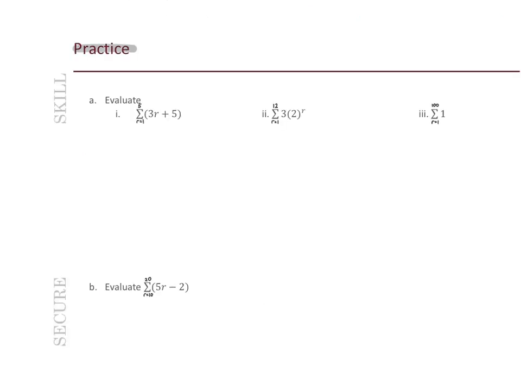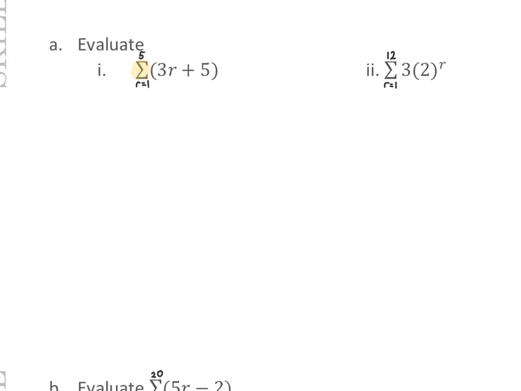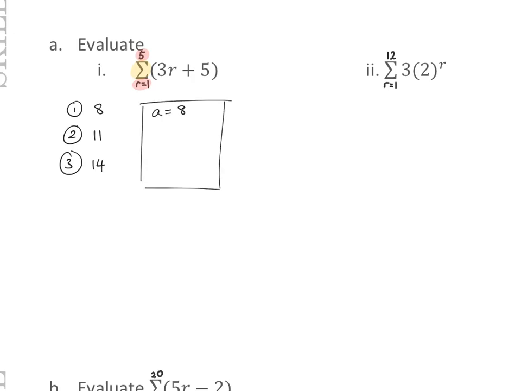Okay, so here are the practice questions for sigma notation. Okay, so we have the sum from 1 to 5. So start by generating the first couple of terms. And then we can calculate our sum. So A equals 8, D equals 3, N equals 5, because we've got 5 terms, so we're looking for the sum to 5. Now this is an arithmetic progression, and remember the formula for that is given in the formula booklet.